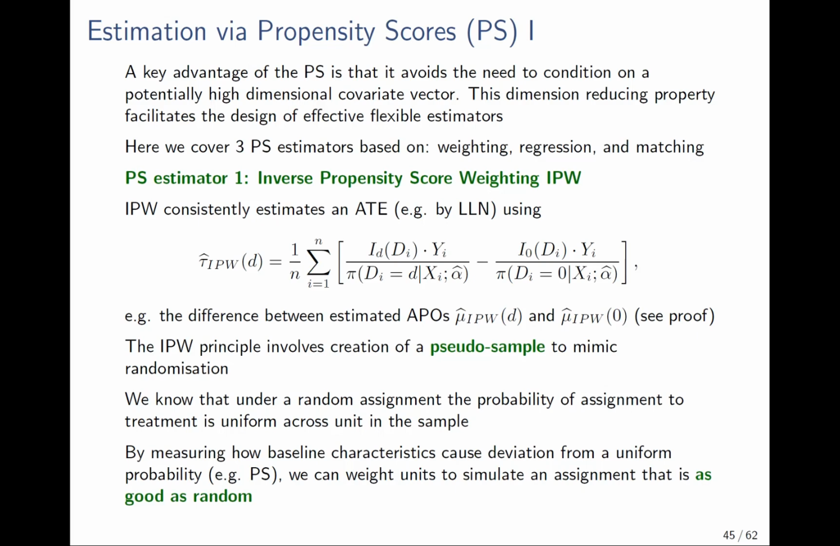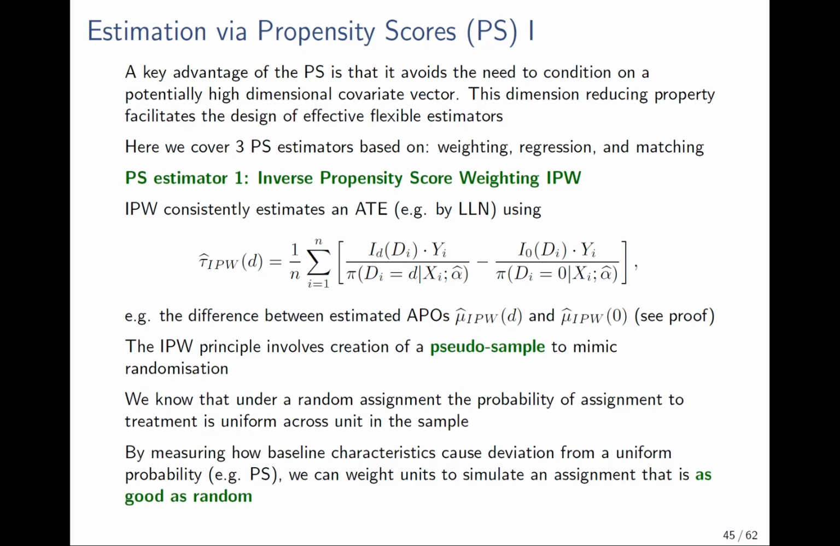There's no systematic tendency for some units to have a higher probability of receiving a given level of treatment than others. But in a non-randomized, in a confounded situation, that's not the case, because X determines assignment to the treatment, and the probability of assignment will differ depending on the vector of X that you have. So the principle that's simply being used here is, if we know how those baseline characteristics, the confounders, cause deviation from a uniform probability, then by simply weighting the units by those probabilities, we can get back to something that looks as good as random.